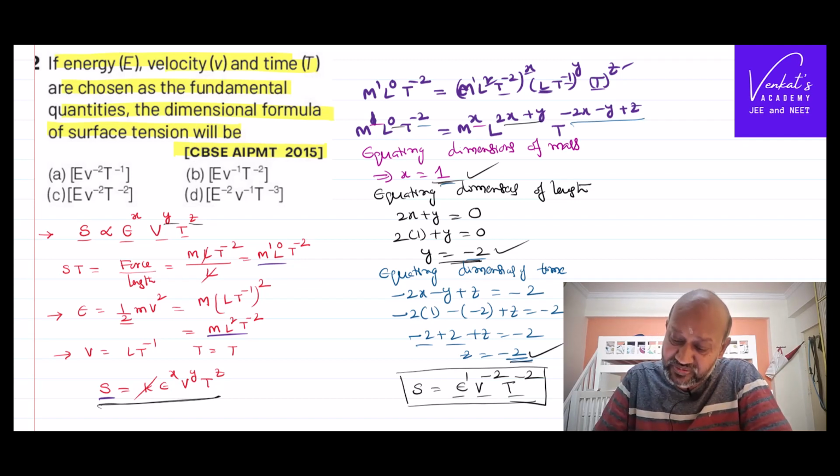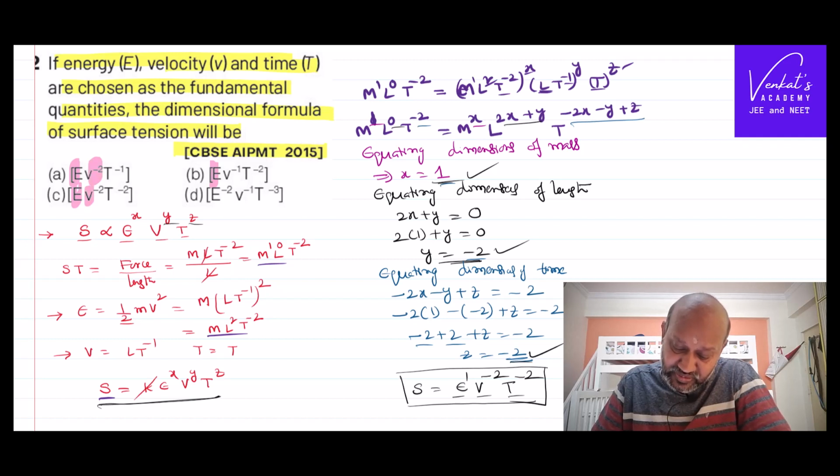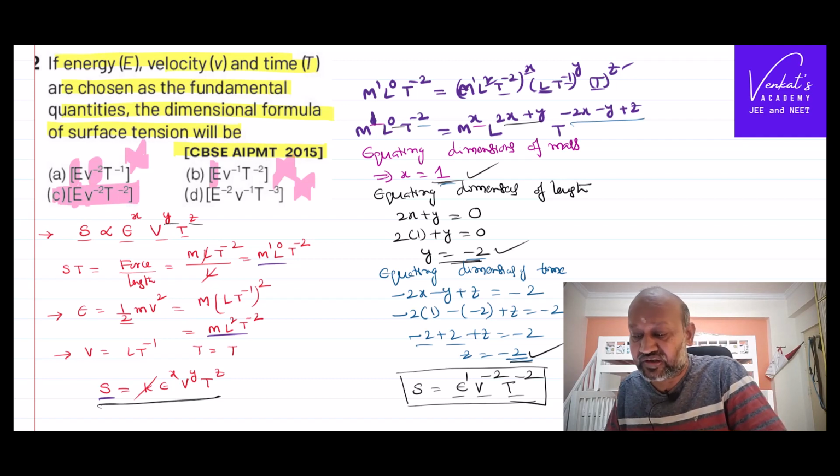Look at the options. Where are these kinds of answers? Energy power 1 is there in this and in this. Velocity power minus 2 is only in these two. So this is ruled out and this is ruled out. But time power minus 2 has to be there. In option A there is time power minus 1, which is obviously wrong. Time power minus 2 is there in option C. So option C is the correct answer to this problem.